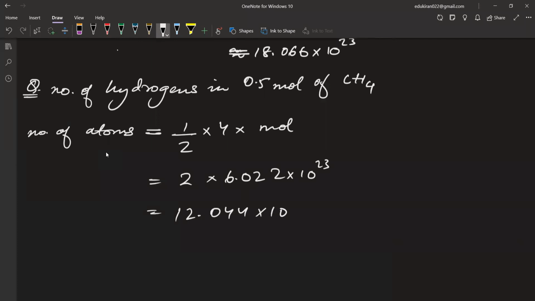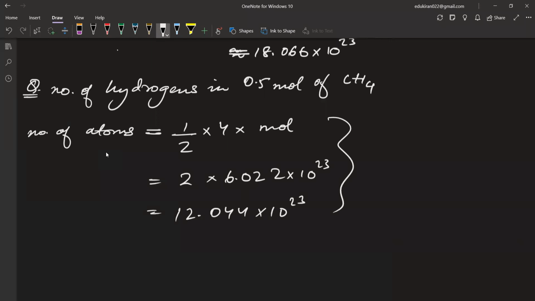12.044 into 10 to the power 23. Okay. So now I hope you can answer even without doing any calculations. Yes or no? At least in terms of moles. In terms of NA, you can calculate. Yes or no? Please tell me. Yes, Aisha, Iram, Fahad, and Fatima.